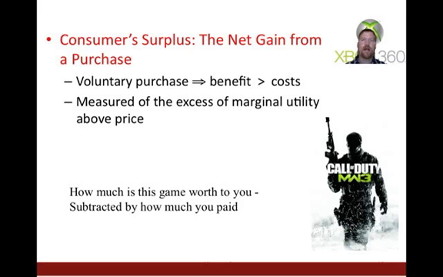However, I don't have to pay $80 for it when I go to GameStop. It's only $50. So that gives me consumer surplus. So what would be my consumer surplus if it was worth $80 to me, but I only had to spend $50? Well, you're right. It'd be $30 in consumer surplus. Very simply stated, how much is the game worth to you, subtracted by how much you paid.